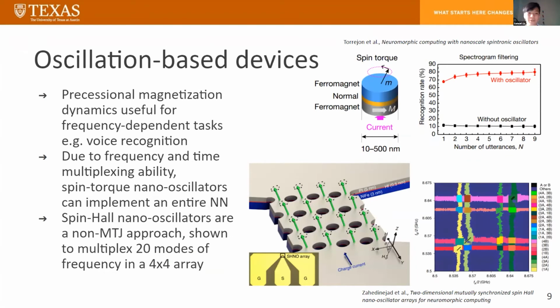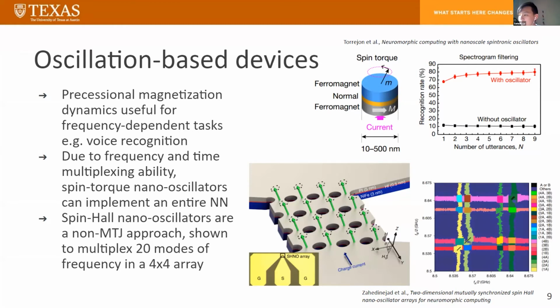Moving on to oscillation-driven devices. Oscillation-driven devices are intuitively useful for frequency-dependent tasks like voice recognition. This can be implemented in an MTJ using a spin-torque nano oscillator, or STNO, where a constant current will induce precession of the free layer. The ability to encode and multiplex information in frequency can actually lead to a single device that's able to implement an entire neural network.